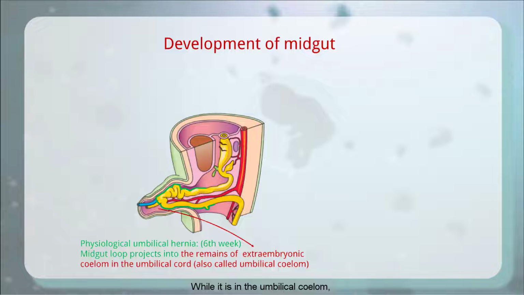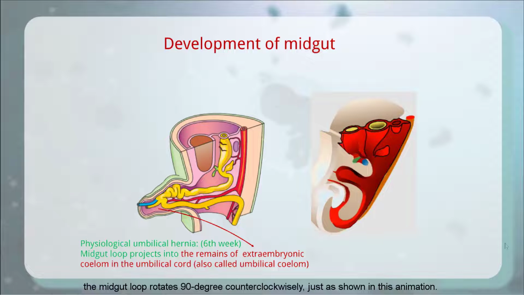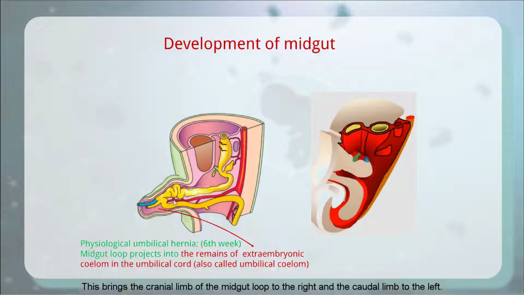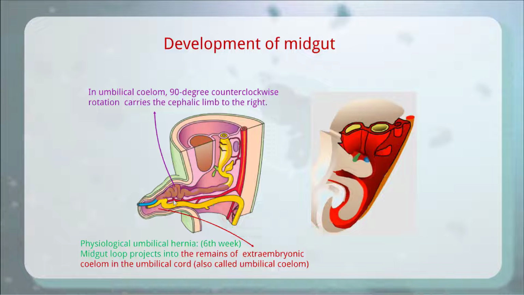While it's in the umbilical coelom, the midgut loop rotates 90 degrees anti-clockwise, just as shown in this animation. The axis is the superior mesenteric artery. This brings the cranial limb of the midgut loop to the right and the caudal limb to the left.